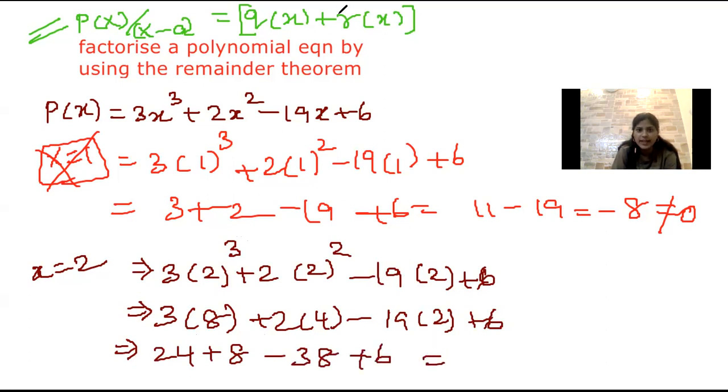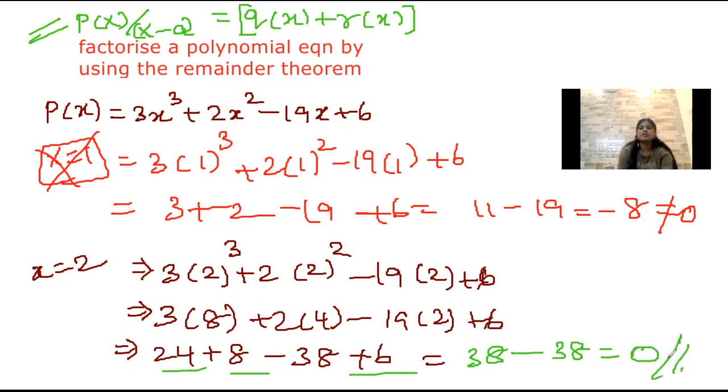So just add all the positive terms: the 24, the 8 and the 6. If you add all these three, you'll be getting the number 38. So that you have to add it with negative 38. If you do that, you'll be getting the result as 0. Yeah. So the result of P of X is 0, right?